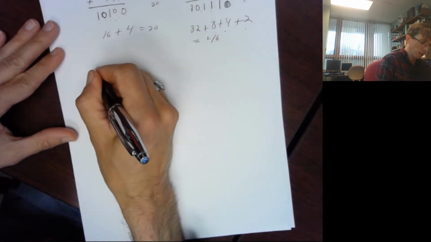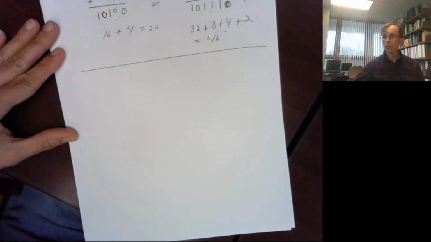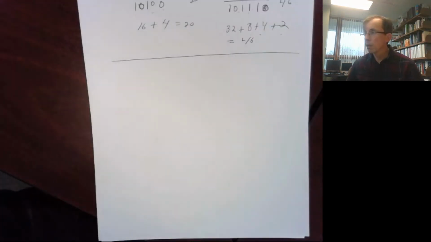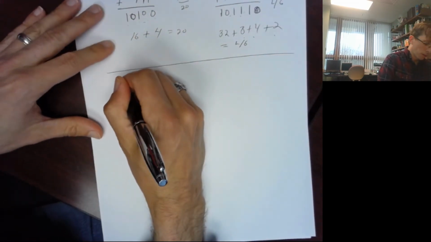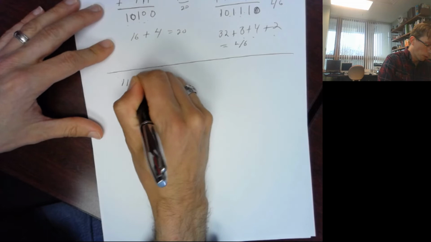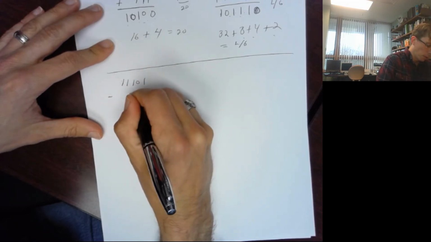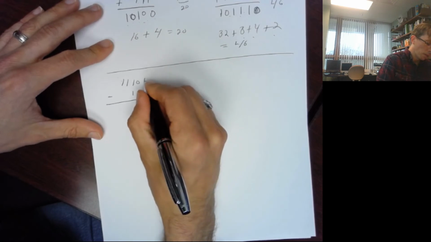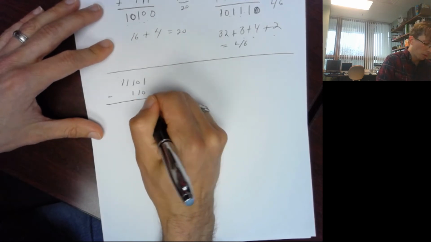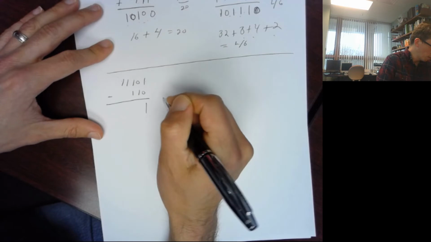Binary subtraction will be next. Okay. So now let's take a look at binary subtraction. Let's say I wanted to subtract 11101 minus 110. That's in your practice sheet. So we'll start as before. 1 minus 0 will be 1 here.